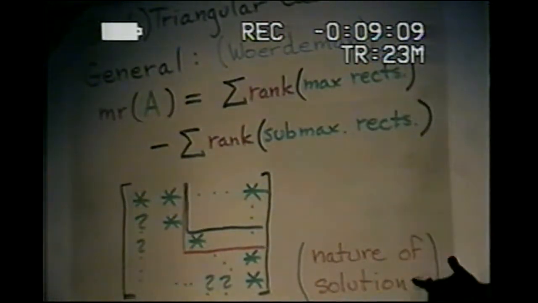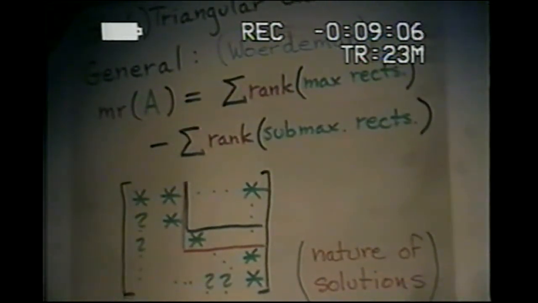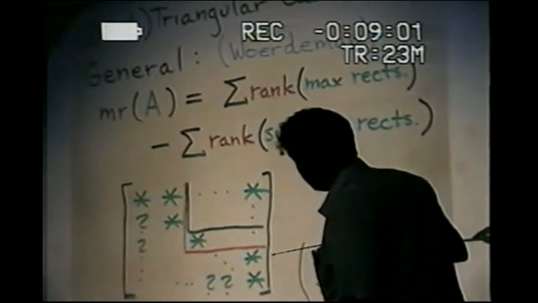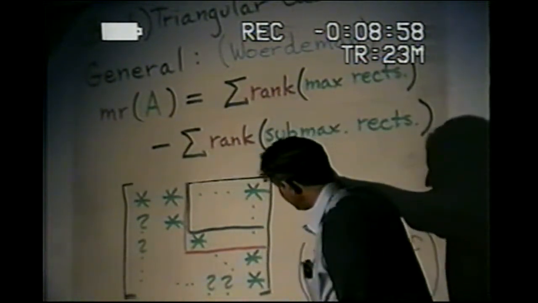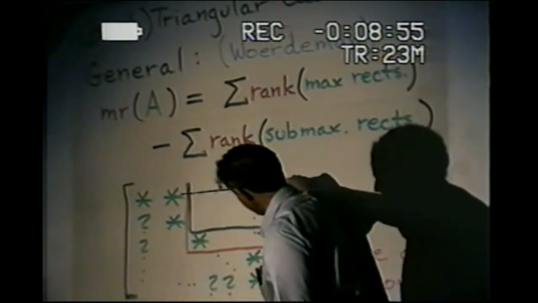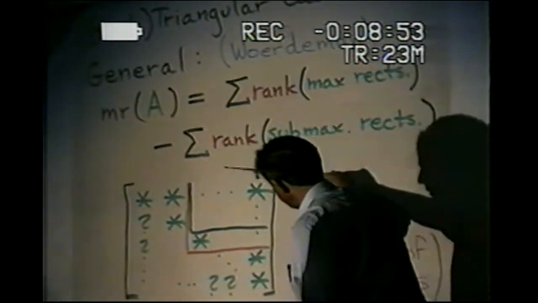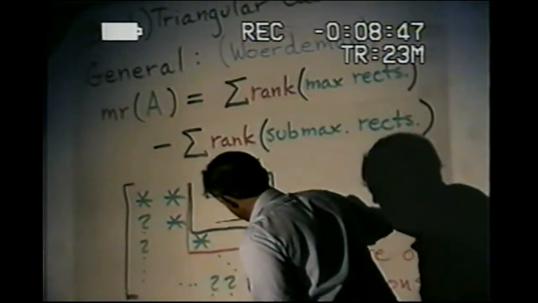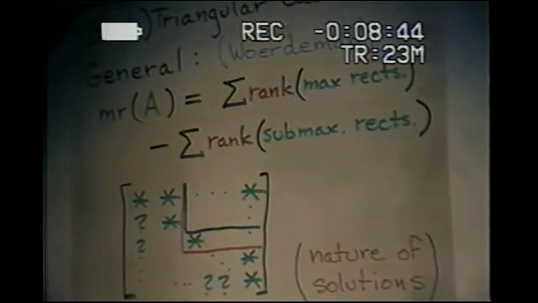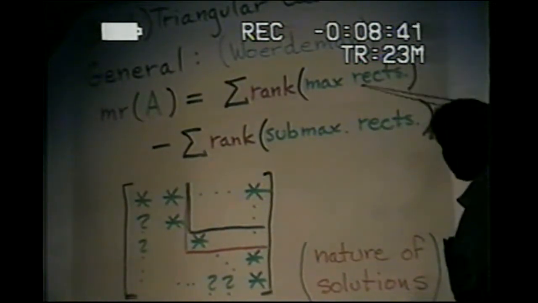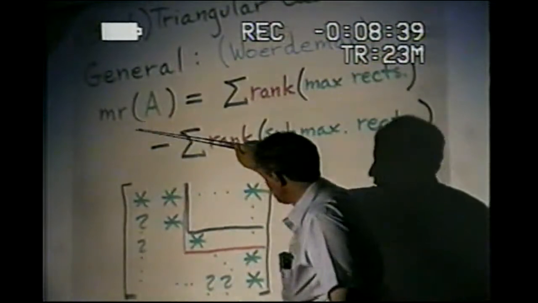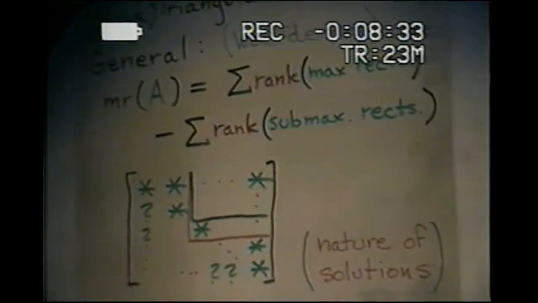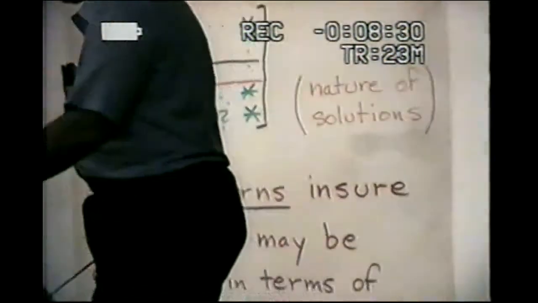So I take all the maximal rectangles and add up their ranks. Of course, that's way too much, so I need to subtract the ranks of the submaximal rectangles. Okay, so for example, I subtract this rank, and then I subtract this rank, and then I subtract this rank, and so on. Okay? And when the dust clears, what I have is the minimum rank over all possible completions of this perhaps rectangular matrix. Okay? And that's Hugo's formula.